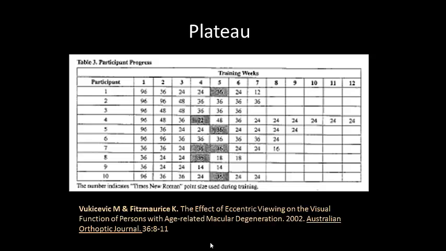So my suggestion for training in eccentric viewing is that an optimum number of sessions is 8. If you can get away with more than that and the patient is motivated, then certainly I would keep going. But I think a minimum of 8 sessions is optimal based on the research that I've done.